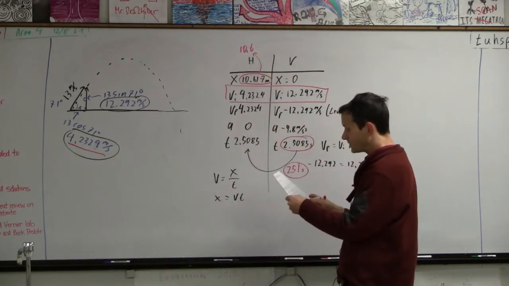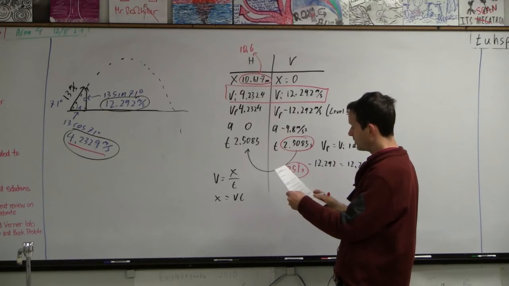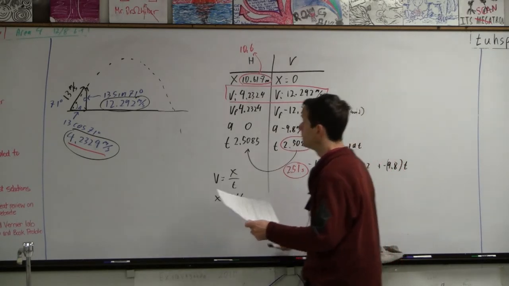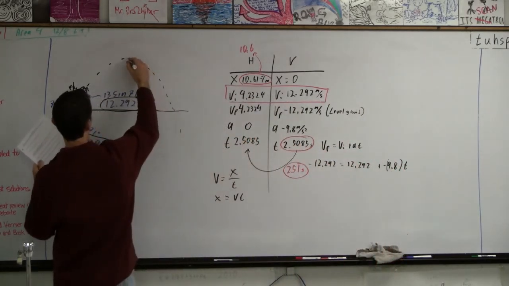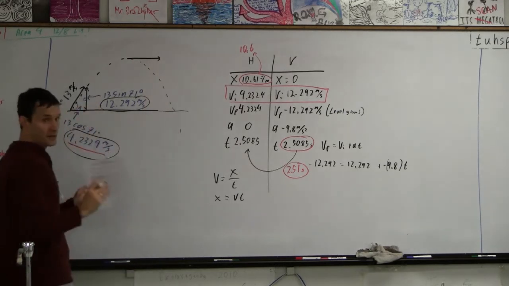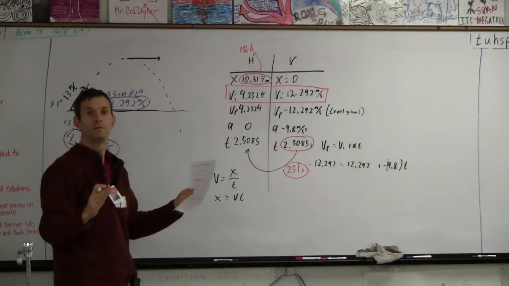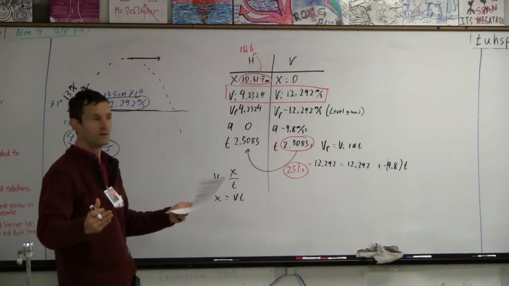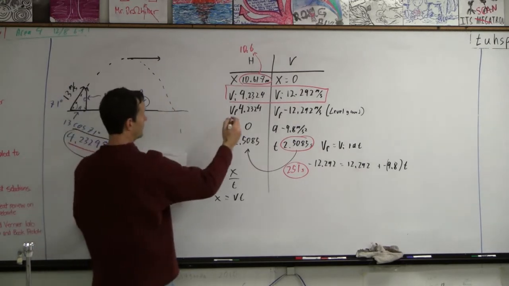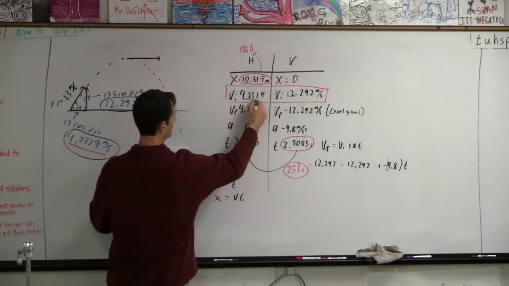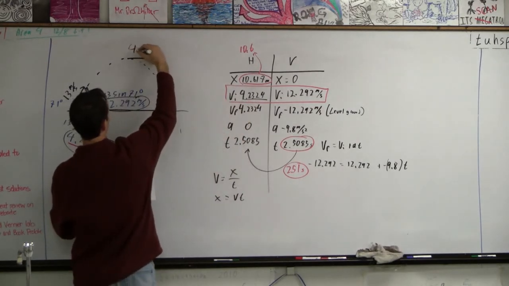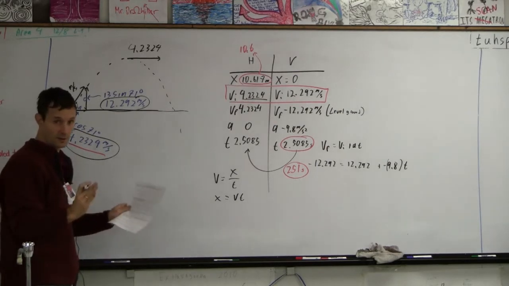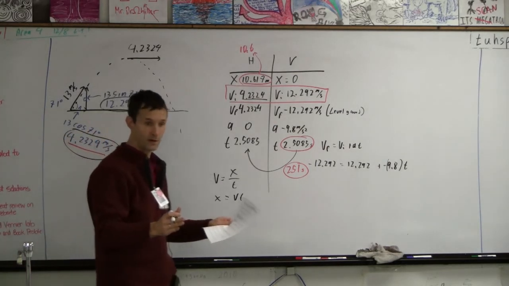Then part C says, what's the greatest height the projectile reaches, and what's its velocity at that height? Well, let's answer what's its velocity at that height. At the top, the final vertical velocity is 0, because if it's not 0, it's not at the top. So at the top, the velocity it's got is 4.2324. That's how fast it's always going horizontally, and at the top it has only horizontal velocity. So that's how fast it's going.